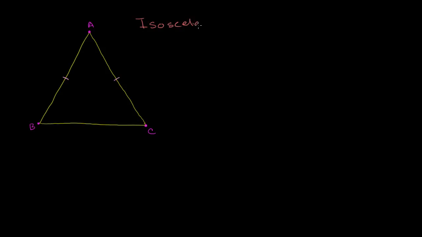Isosceles triangle, one of the hardest words for me to spell. I think I got it right. And that just means that two of the sides are equal to each other. Now, what I want to do in this video is show what I want to prove.